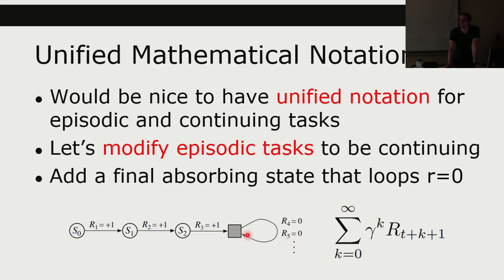It's kind of a cheesy way of turning an episodic task into a continuing task, but it lets us apply this theory to all of our types of tasks without having one for finite tasks and one for infinite tasks. So this is the idea of a unified mathematical notation. That's idea number 2.